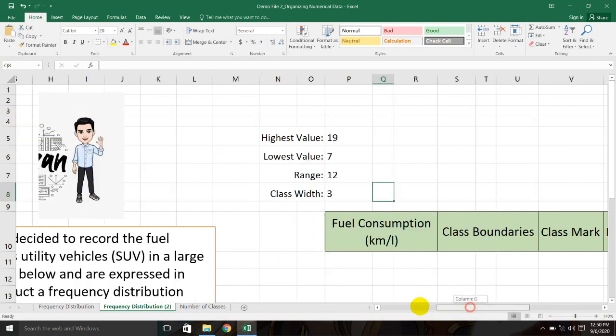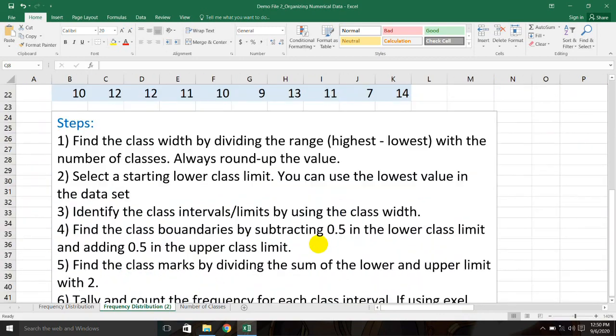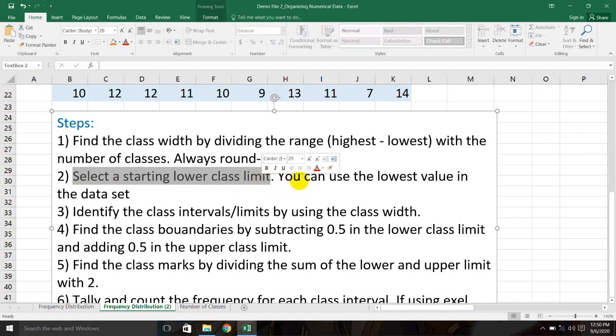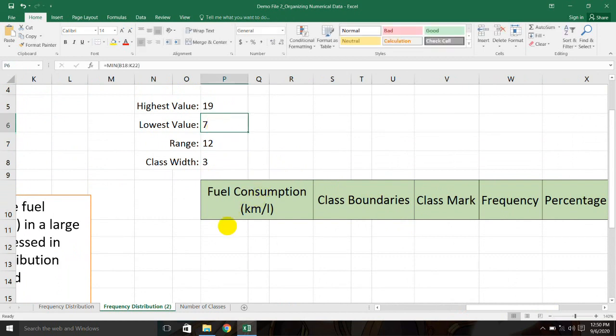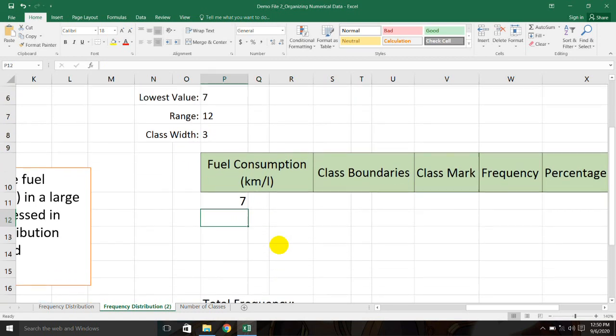Now, after identifying the class width, which is 3, we need to select a starting lower class limit. You can always use the lowest value in the data set, which in this case is 7. So we start with 7. And how do we find the remaining lower class limits?